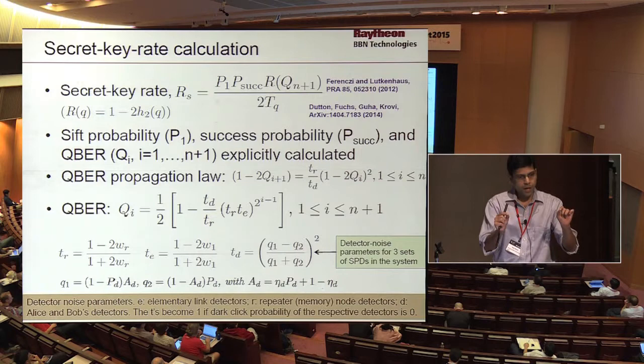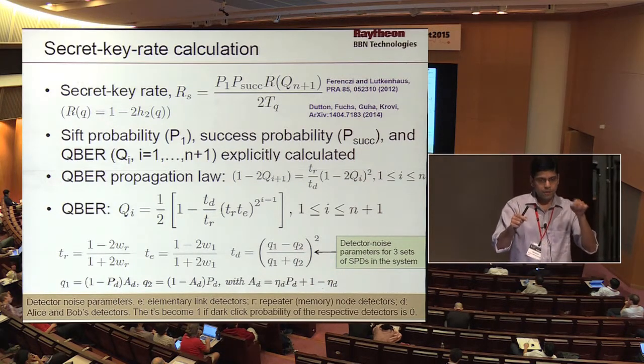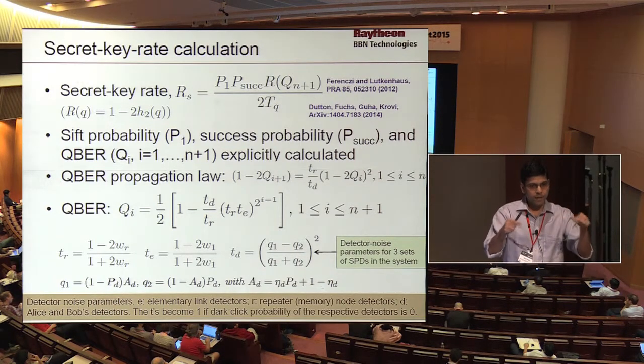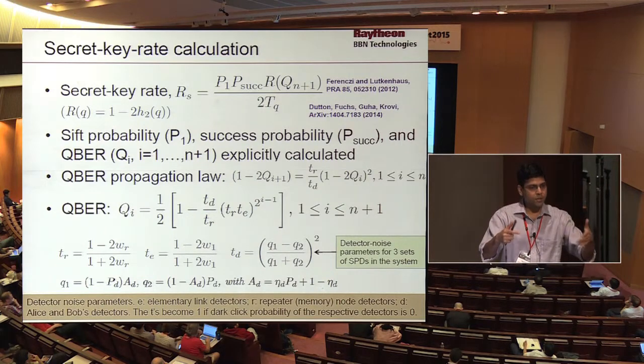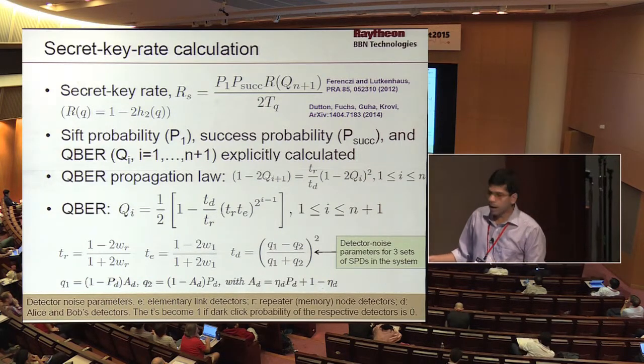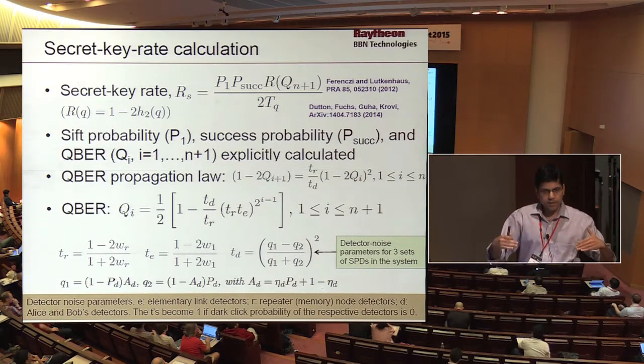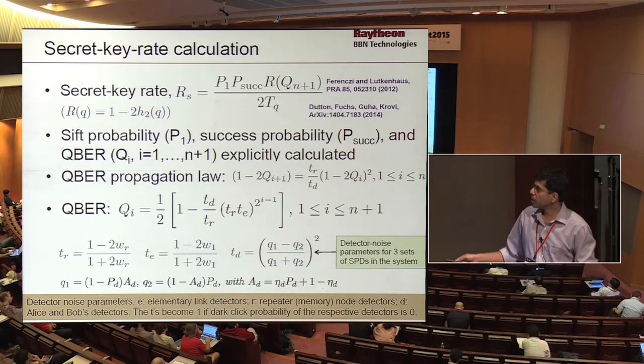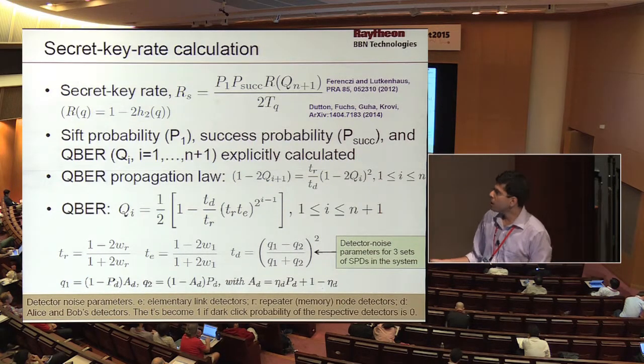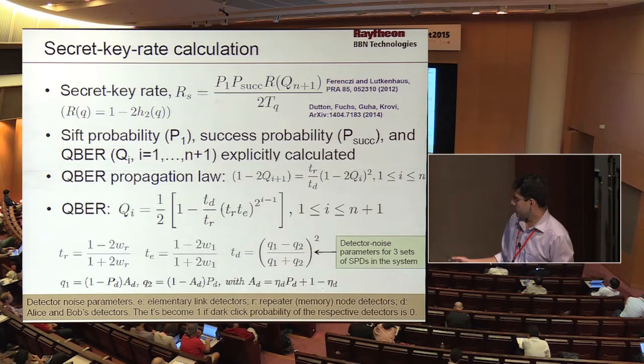For example, if you do i swaps, and at that point Alice and Bob measure and find the quantum bit error rate, assuming they measured in the same basis, then you get Q_i. Then suppose you do the next level swap and find the quantum bit error rate; that's Q_i plus 1, and they turn out to be related by this quantity in this fashion. So you can find several things.